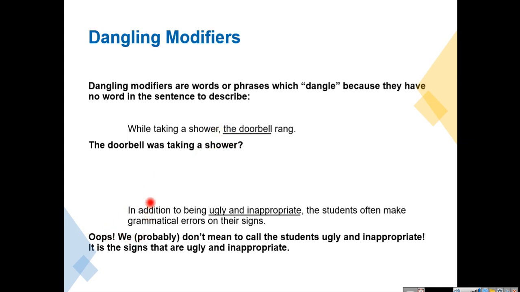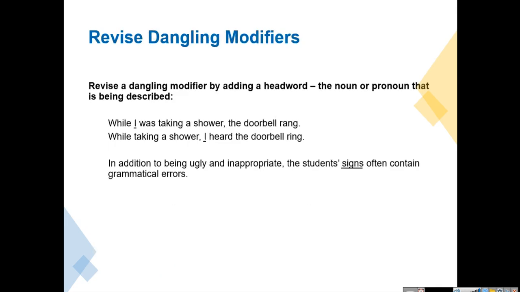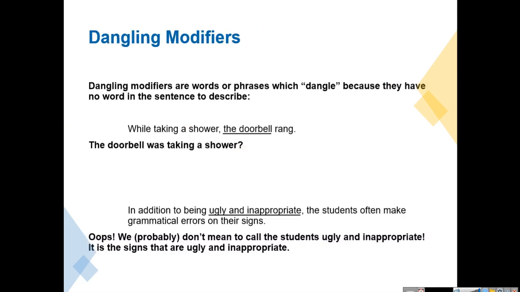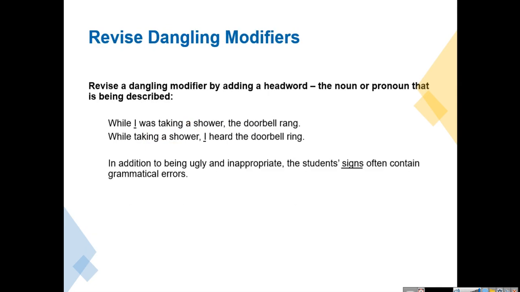So let's look at this example. In addition to being ugly and inappropriate, the students often make grammatical errors on their signs. We probably don't mean to call the students ugly and inappropriate. It is the signs that are ugly and inappropriate. Now, what would be the solution to that? So let's try to revise those sentences again, and let's see if we can fix them.